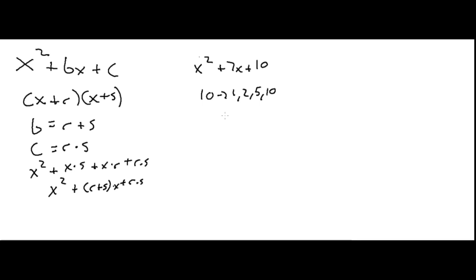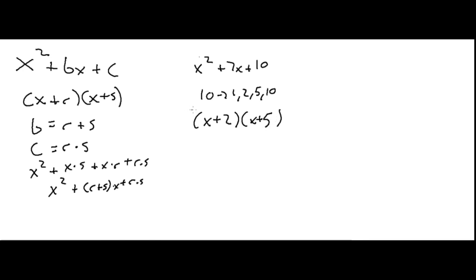So I want to set this up as x and then x. Since there are two positives, it's going to be x plus some number and x plus some number. In this case, it's going to be x plus 2 and x plus 5.